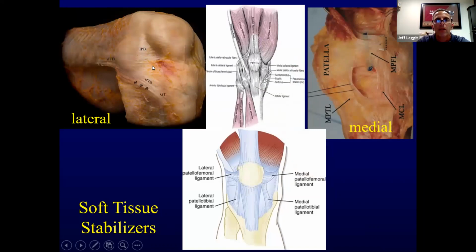And on the lateral aspect, you can appreciate the retinaculum here. And on the medial aspect, that retinaculum is removed, but you get a good look at the MPFL and the MPTL. And so you need to be aware of these soft tissue stabilizers and the role that they play in patellofemoral pain syndrome.